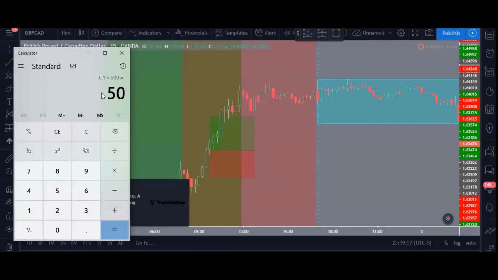And now let's just say we had a $500 trading account and we were trading 0.05 lot sizes. So that's 50 cents per pip times 500 pips, $250 in a week.